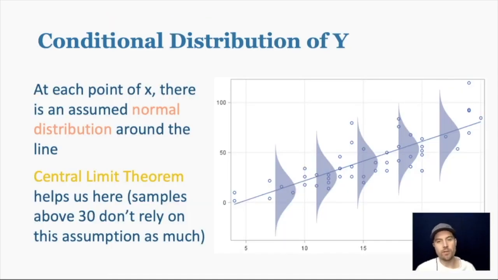The conditional distribution of y is saying at each point of x, there's an assumed normal distribution around the line. What's nice about this is that the central limit theorem helps us here. It is this theorem that as your sample gets big, the reliance on the normal distribution becomes less and less. Samples above 30 don't rely on this assumption as much. Still, though, you should check it. If it's wildly wrong, there's ways that we can adjust for it.